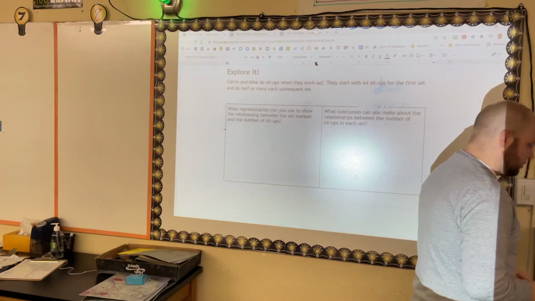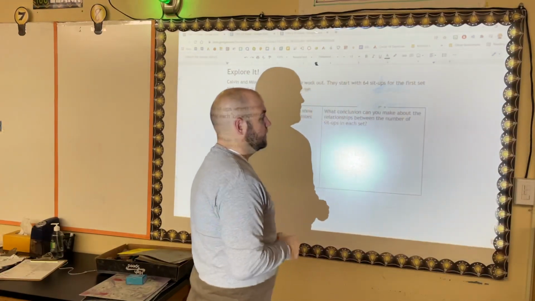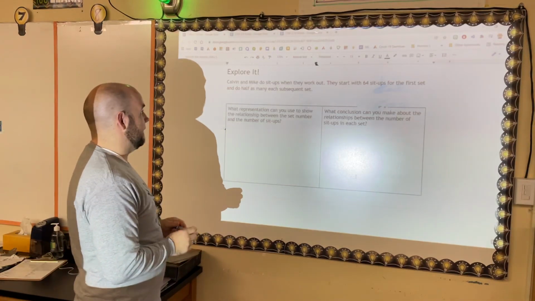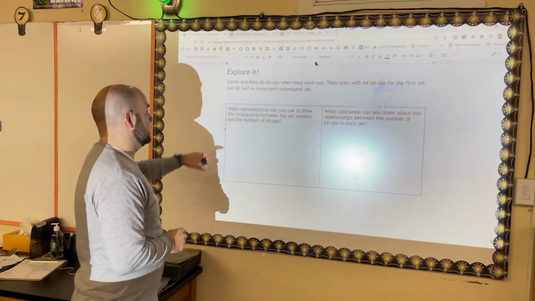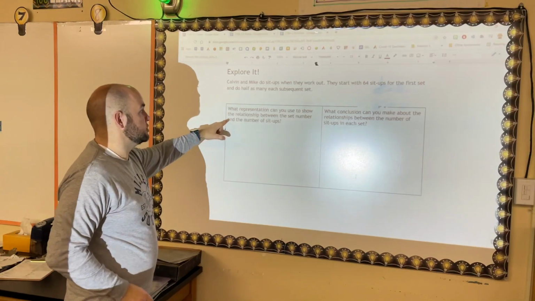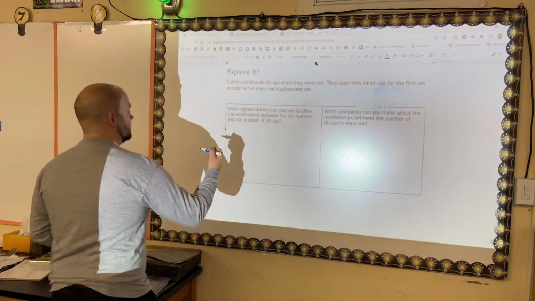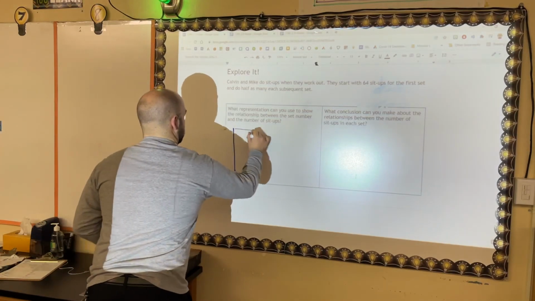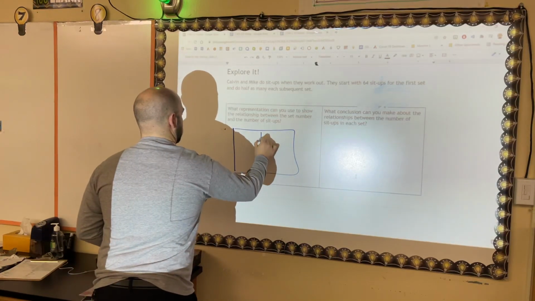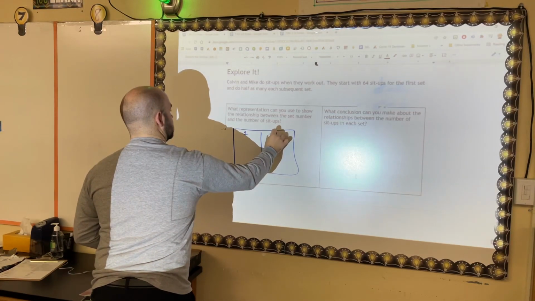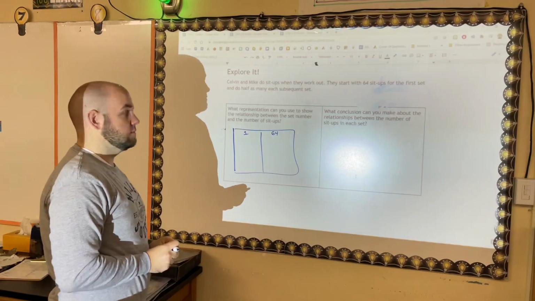Calvin and Mike do sit-ups when they work out. They start with 64 sit-ups for the first set and do half as many each subsequent set. So what representation can we use to show that relationship? I'm going to do a table. With set number 1, they did 64 sit-ups.